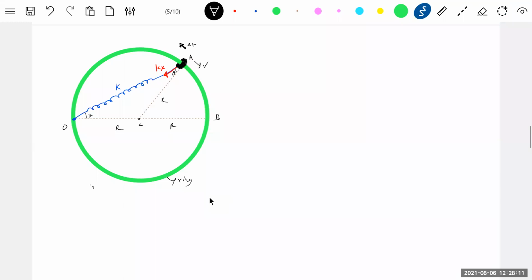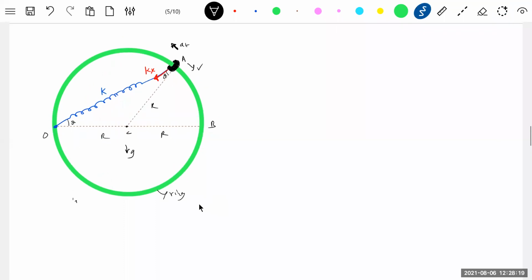Let there be gravity also present. So due to gravity now, this is some general discussion. A good number of questions can be asked here. That is one of the questions. Let's have some discussion on this one. The weight mg will act.